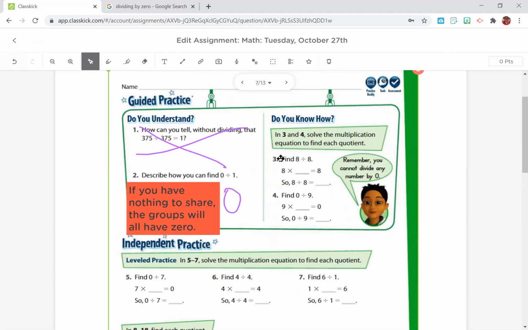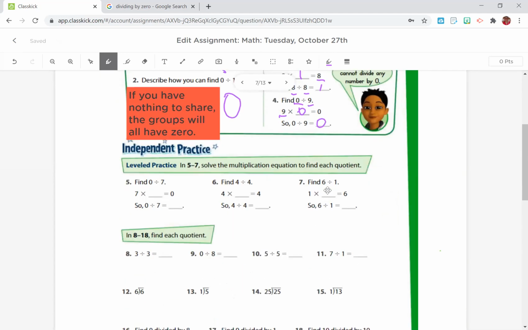And the following, 3 and 4. Remember, anything divided by itself equals 1. And anything times 1 equals that number. So our fact family would have a duplicate in it. So anything times itself equals 1. 0 times anything equals 0. I also know that 9 times 0 equals 0. So 0 times 9 equals 0.